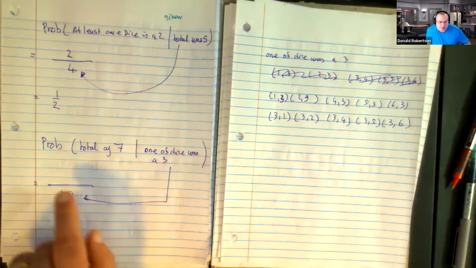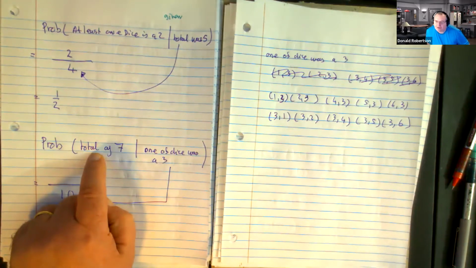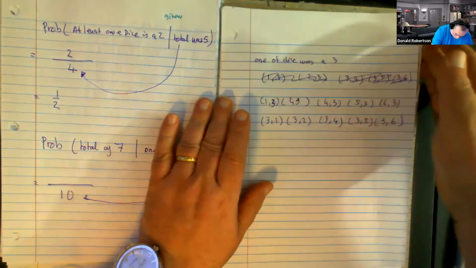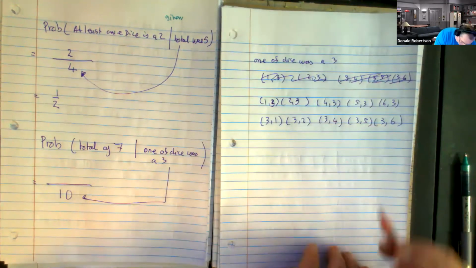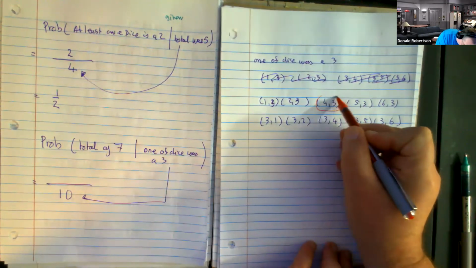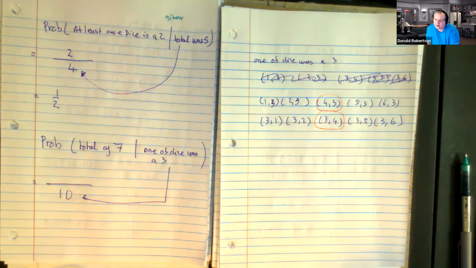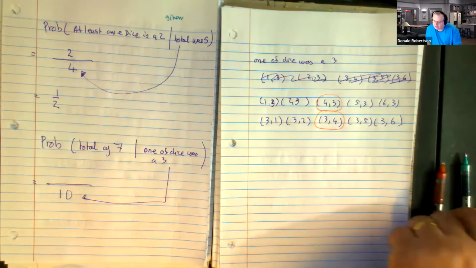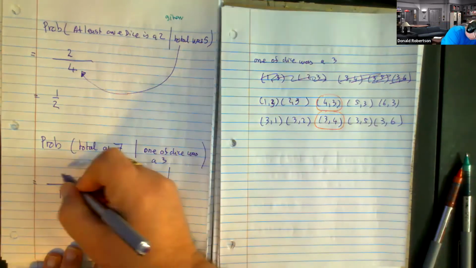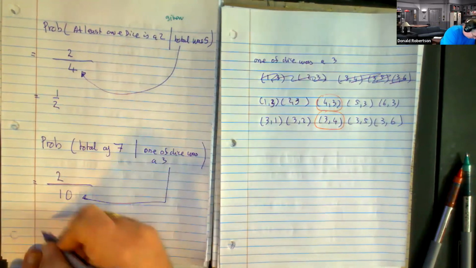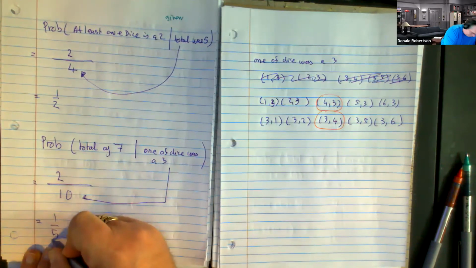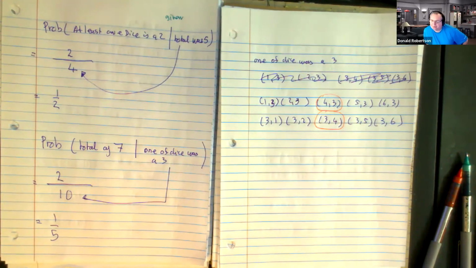Right. Now, the total has to be 7. We only look at these guys and we find the ones that have a total of 7. Would you agree these are the only 2 out of the 10 that have a total that equals 7? So that tells me the top number. And so the probability is 1/5. So, conditional probabilities using dice.